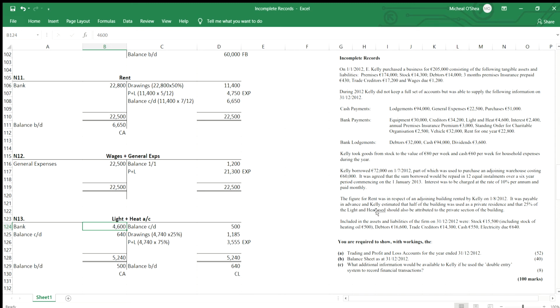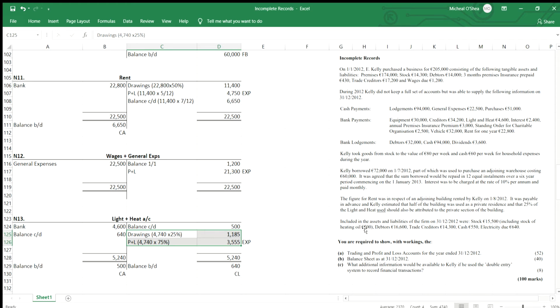So 25% of the light and heat used. This is just the light and heat that I paid. So I can't multiply this by 25%. I need to find out how much light and heat I actually used. And to do that, I need to factor in the information at the bottom. So before I look at these two, ignore these for a second. Before I look at them, all we have is our bank payment that we go in here, and we have our two carried down figures.